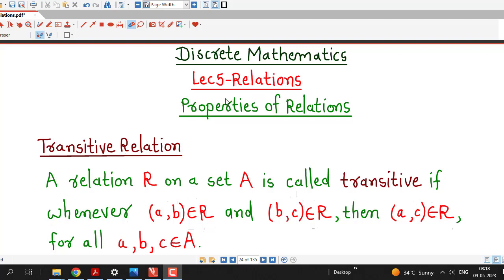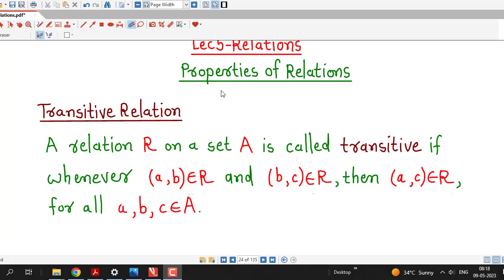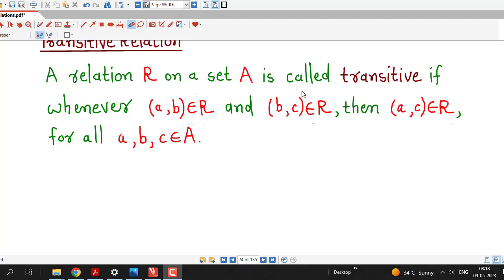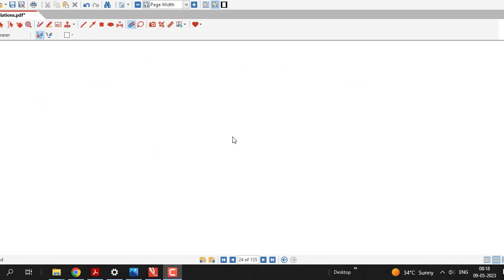Hello friends, I welcome you to lecture number 5 on relations. In this lecture, we are going to discuss transitive relation, which is another property of relations. So what is a transitive relation?